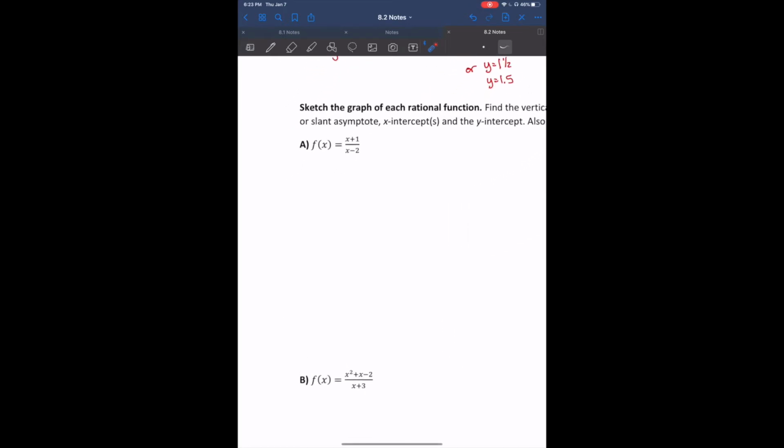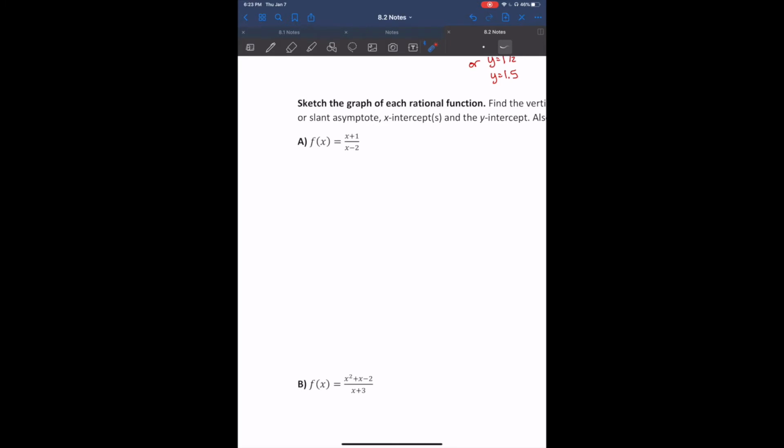So looking at A, we have x plus 1 over x minus 2. Our first step is going to be to identify vertical asymptotes and any holes, if there are any, okay? So it's a linear function. You can see both of the polynomials are linear. We're going to start by identifying our asymptote. We have a vertical asymptote at x equals positive 2. You can tell that there's no holes because we don't have a common factor to cancel out. So we only have a vertical asymptote here.